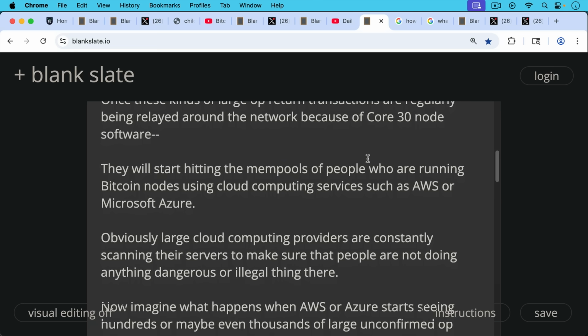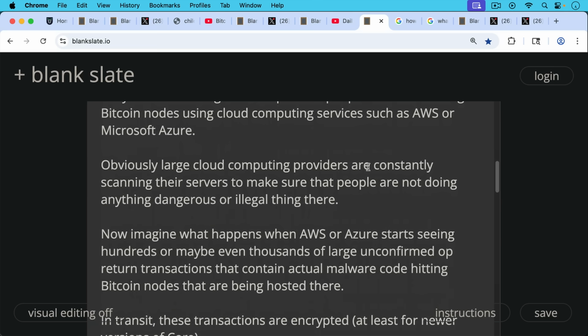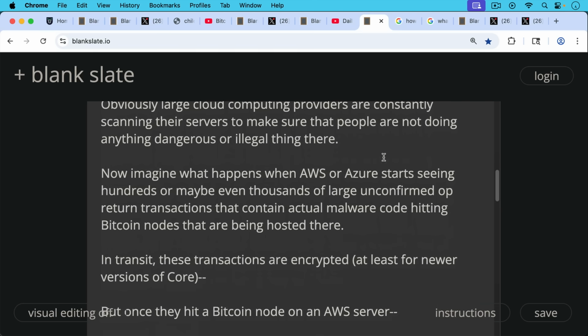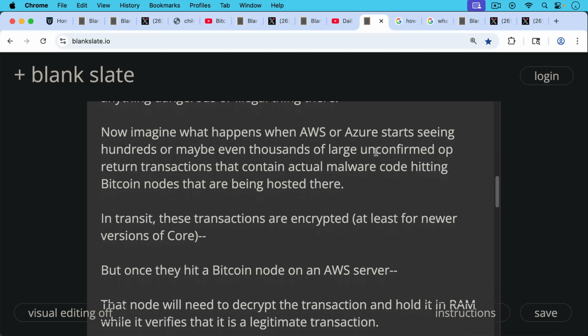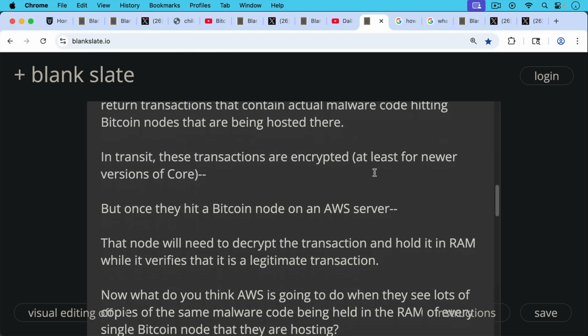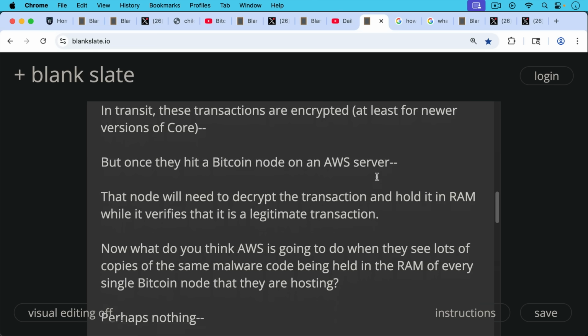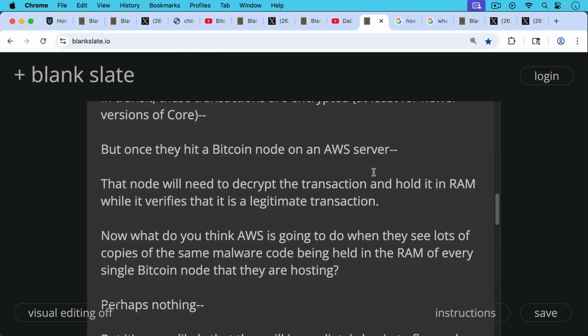Obviously, large cloud computing providers are constantly scanning their servers to make sure that people are not doing anything dangerous or illegal there. Now imagine what happens when AWS or Azure starts seeing hundreds or maybe even thousands of large unconfirmed OP_RETURN transactions that contain actual malware code hitting Bitcoin nodes that are being hosted there. In transit, these transactions are encrypted, at least for newer versions of Core, I believe past Core 28. But once they hit a Bitcoin node on an AWS server, that node will need to decrypt the transaction and hold it in RAM while it verifies that it is a legitimate transaction. Now, what do you think AWS is going to do when they see lots of copies of the same malware code being held in the RAM of every single Bitcoin node that they're hosting?